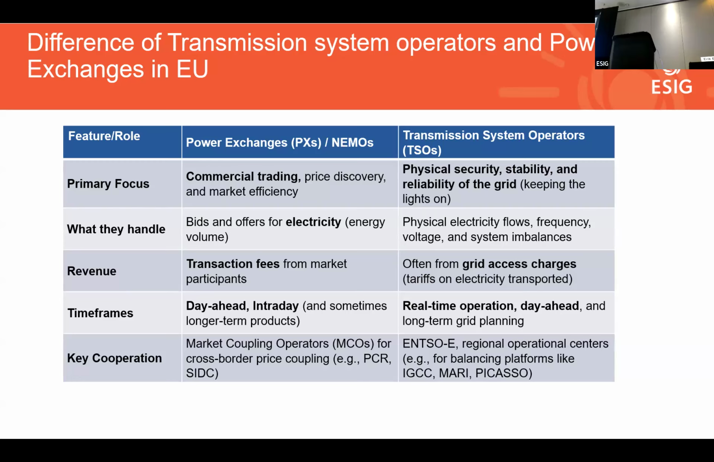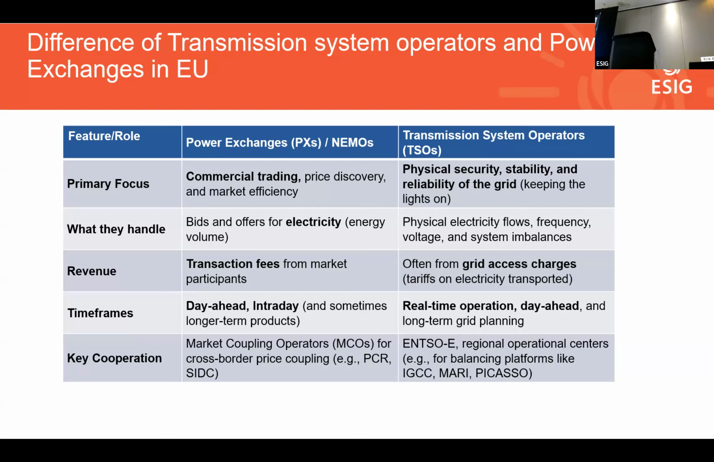The timeframes where power exchanges work are mainly day ahead and intraday, where there are different markets that are operated. They also provide some platforms to allow exchange in forward markets, while transmission system operators mainly operate in real time to redispatch, to activate some ancillary services, and balancing energy.